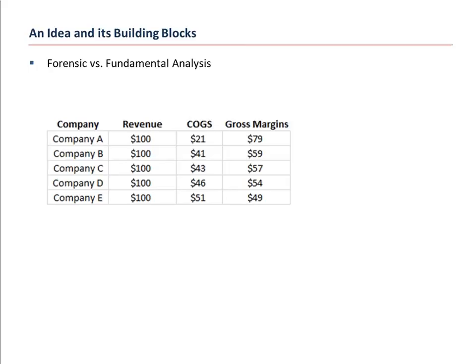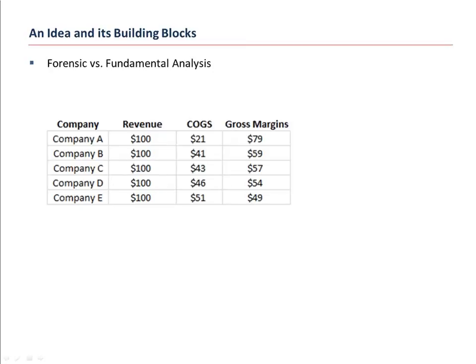Forensic analysis, on the other hand, takes one step back and asks, in its simplest terms, are the numbers from the financial statements potentially inaccurate and unreliable? I'd like to present a slightly contrived, simple, yet illustrative example of the difference between the two types of analysis. We see this table here.